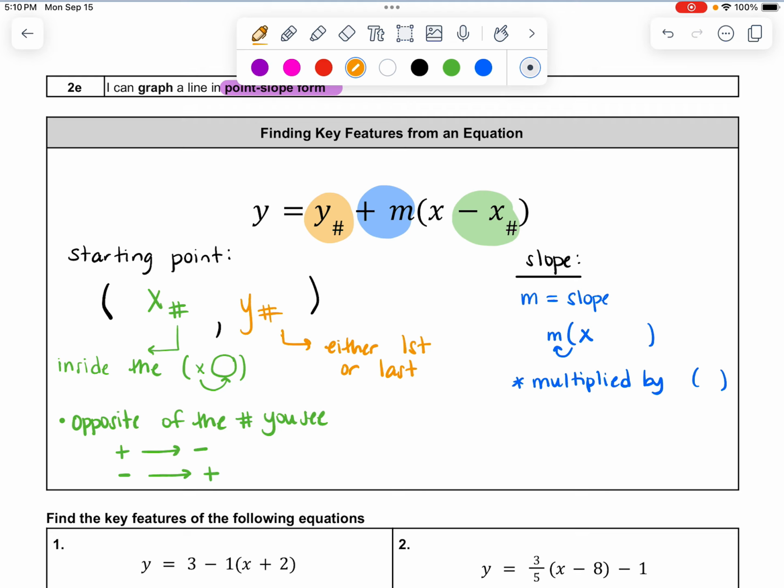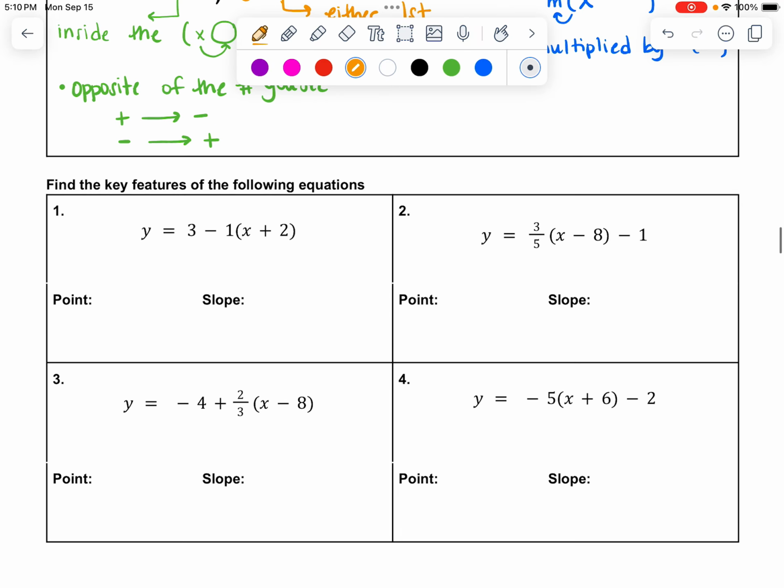Let's start by practicing identifying these key features. So for these equations, we're not going to graph them. We're just going to practice identifying the key features. Each and every time we need to identify the key features, we're going to find two things. We're going to find a starting point, and we're going to find the slope. In my opinion, slope is the easiest to find. You just need to look for the parentheses. The slope is always going to be right before the parentheses.